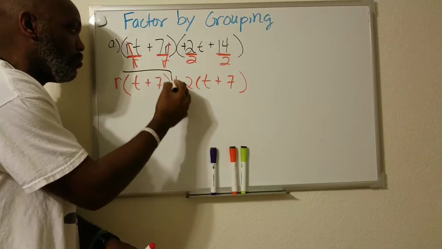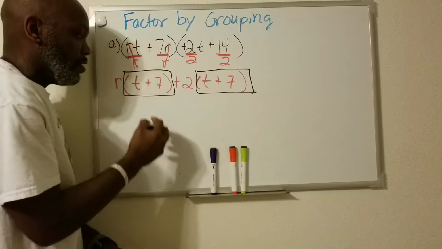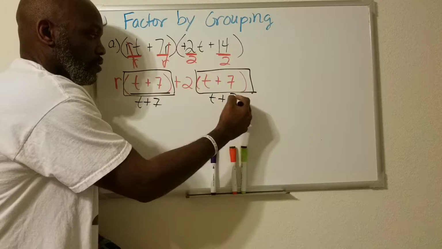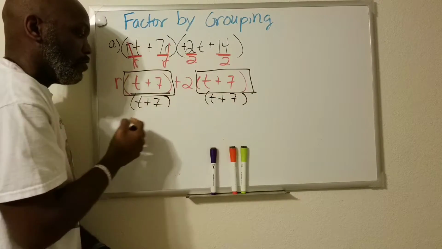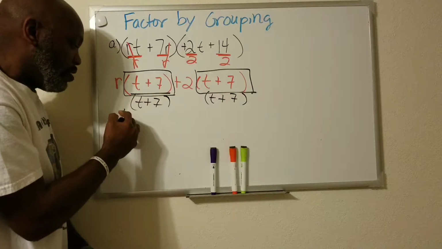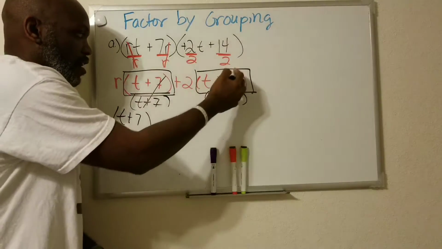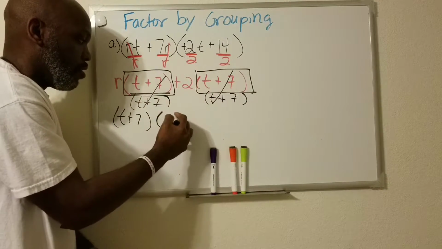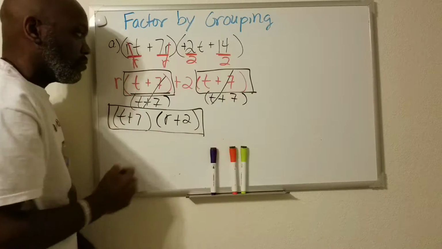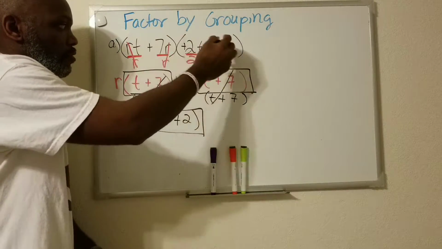Right, so now we're able to reduce out the greatest common factor, or the greatest common binomial. The greatest common binomial, as you can see, is T plus 7. We're going to divide that out. Got to make sure it's in parentheses to represent that it's a binomial, not an expression. So that's our greatest common factor, T plus 7. Reduces out. What we're left with, R plus 2. This is our answer.